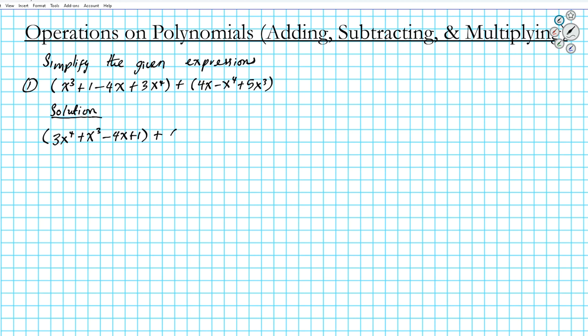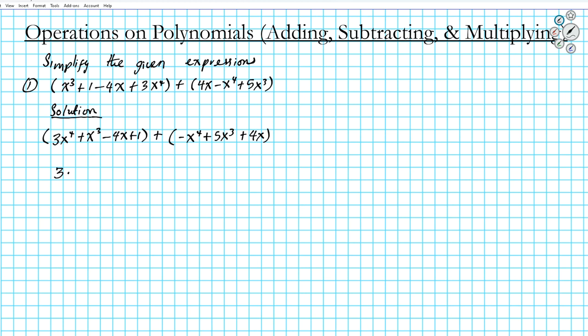Same with the second addend polynomial expression. First term is a quartic, negative x to the fourth, and then plus the cubic term, third degree term, 5x to the third, plus the linear term 4x. Okay, so now what we're going to do is write down the first of the two polynomials we're adding, and we're going to make sure that all the degree terms are accounted for. If we're missing any, we just use a placeholder.